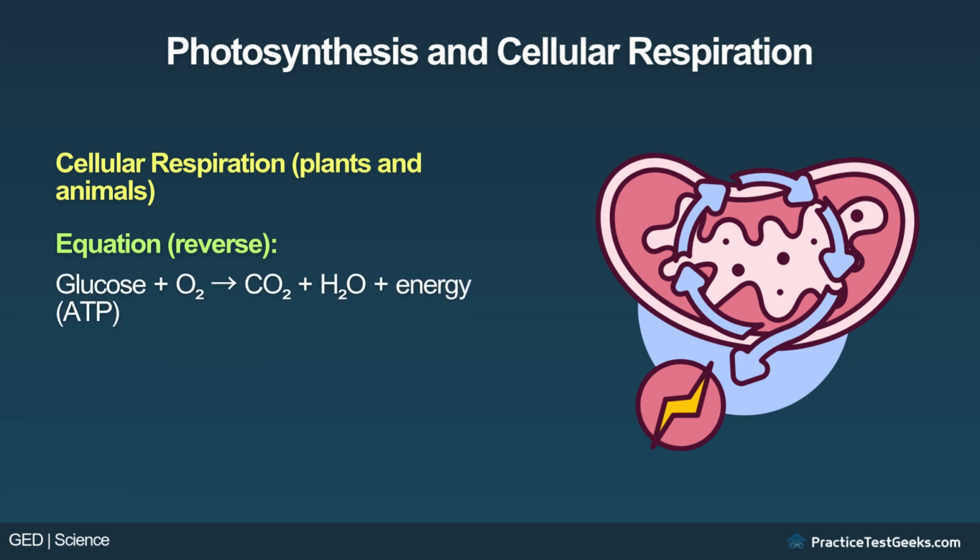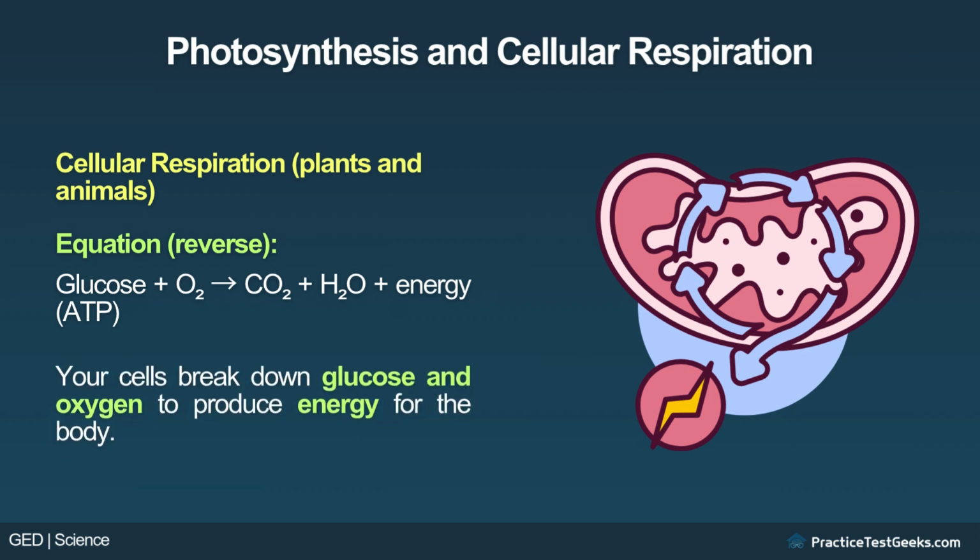Glucose plus oxygen produces carbon dioxide, water, and energy in the form of ATP. In this case, your cells take the glucose from the food you eat and combine it with oxygen. This reaction creates carbon dioxide and water, but more importantly, it generates energy your body uses to function. That energy is called ATP, or adenosine triphosphate.